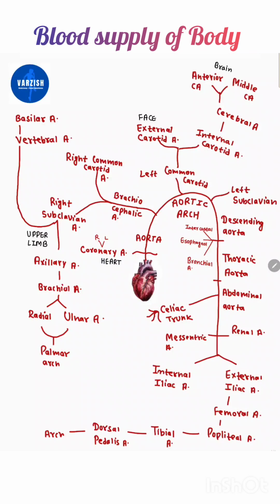So let's come back to the aortic arch. Aortic arch gives three branches, then it enters into the trunk, and now it is called descending aorta. Descending aorta gives three branches: intercostal arteries for ribs, esophageal artery for esophagus and upper part of stomach, and bronchial artery for lungs. After the diaphragm, descending aorta is known as thoracic aorta, then abdominal aorta.